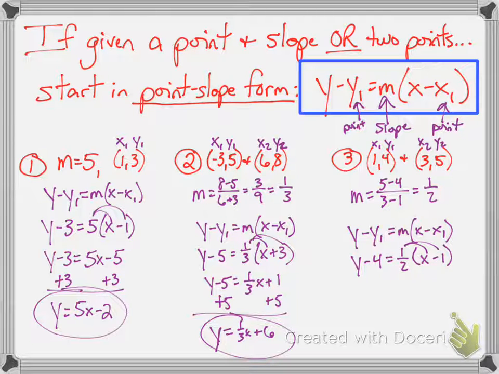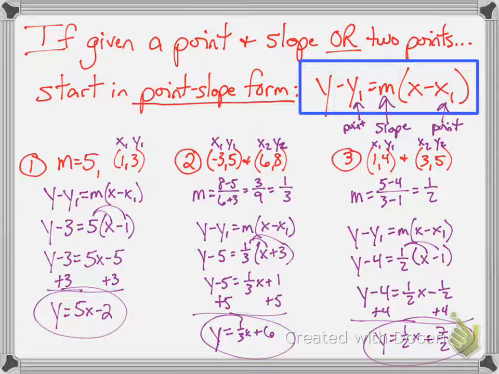I'm going to go ahead and distribute. Y minus 4 equals 1/2 x minus 1/2. It is okay if you get a fraction as your intercept. There's nothing wrong with that. It doesn't necessarily mean that you did it wrong. I'm not sure necessarily on the IXL if you'll get any like that. But again, it can certainly happen. I add 4 to each side. We'll get y equals 1/2 x plus 7/2. And that'll be my final equation.